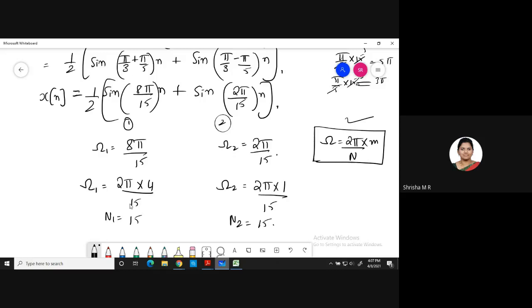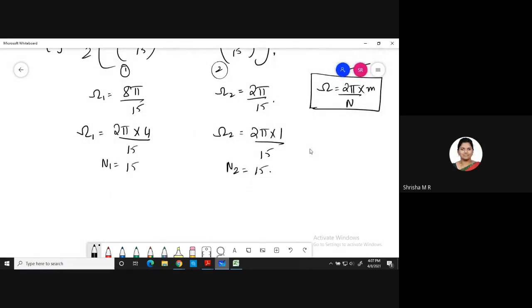Now we have the ratio. N is equal to the LCM of n1 and n2, which is 15. The ratio n1 by n2 is equal to 15 by 15, which is equal to 1. 1 is a rational number, so it's a periodic signal.